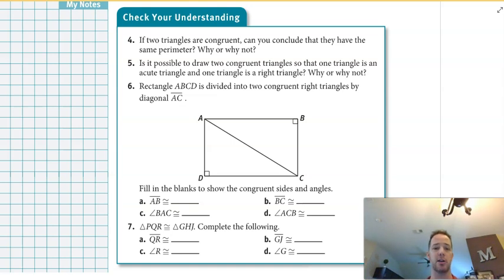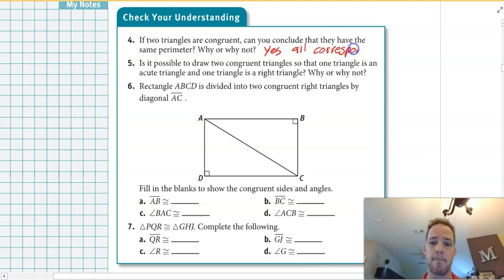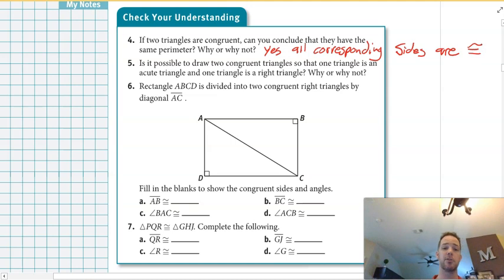If two triangles are congruent, can you conclude that they have to have the same perimeter? Why or why not? Well, if they're congruent, all of the sides are congruent. So the sum of the sides of one triangle does have to equal the sum of those same three sides on a different triangle. So yes, to be congruent, the corresponding sides have to be congruent. So the sum would have to be congruent as well.